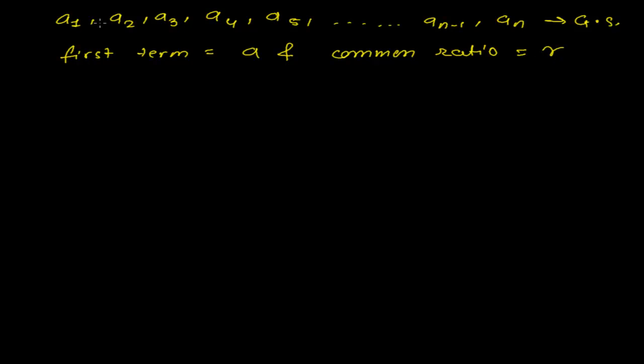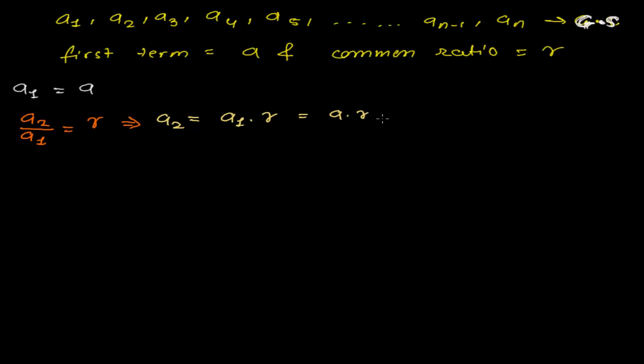Okay, so now my first term I can write as a, and in the introduction video of the geometric sequence we had learned that the ratio of the succeeding term over the preceding term is always constant. That's called the common ratio. So from here what can I say? That my second term is equal to the product of the first term times the common ratio, and here my first term is a and my common ratio is r.